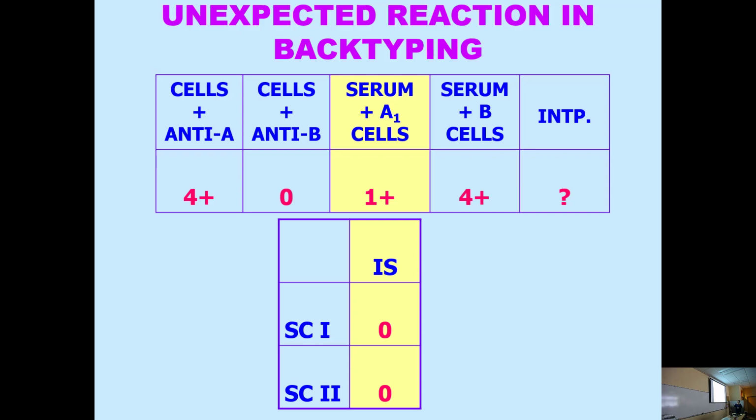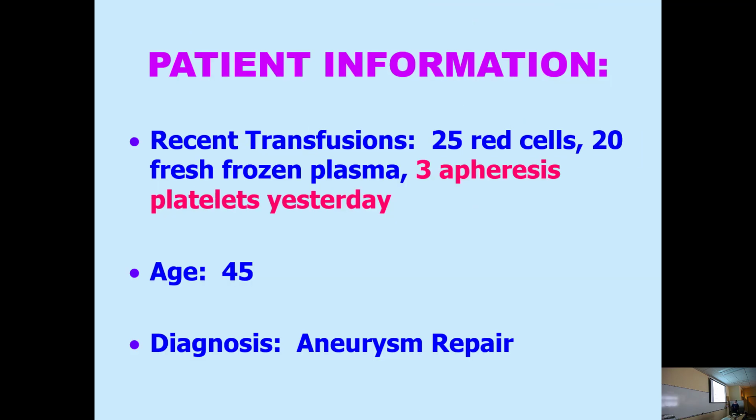Okay, so now, unexpected reaction, back typing. So this is the same one we had before. So serum, weak reaction. Screen is negative, which means what? Inside the ABO. So, recent transfusion, 25 red cells, 20 fresh frozen plasma, 3 apheresis platelets yesterday, 45-year-old aneurysm repair.